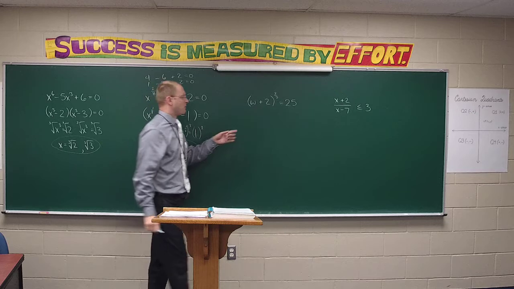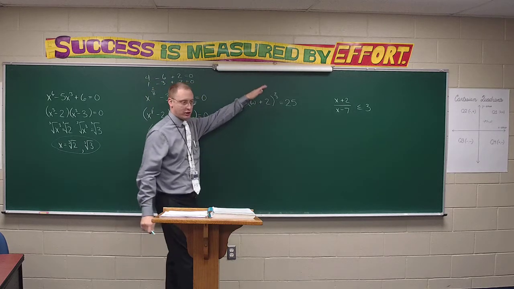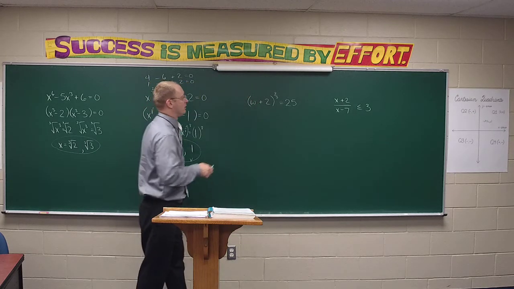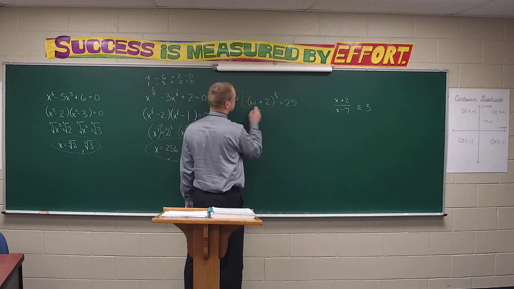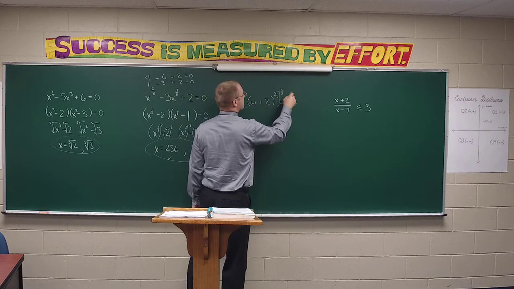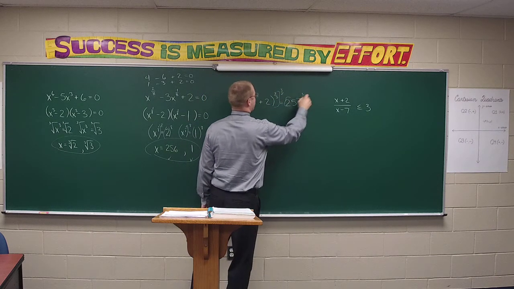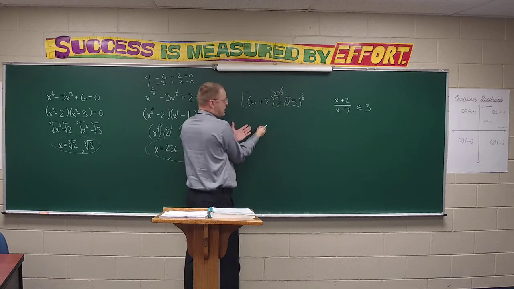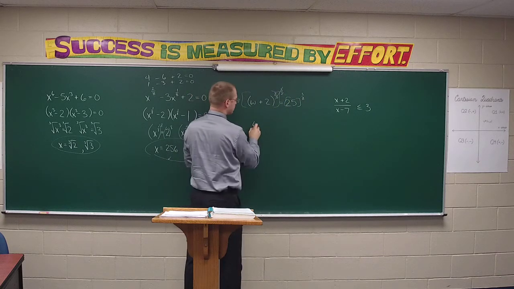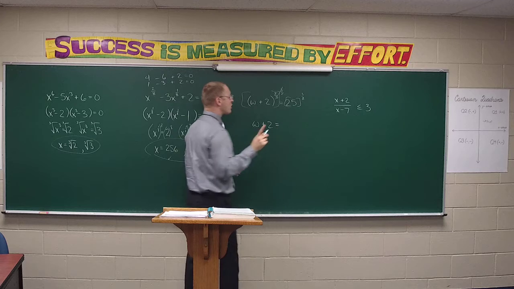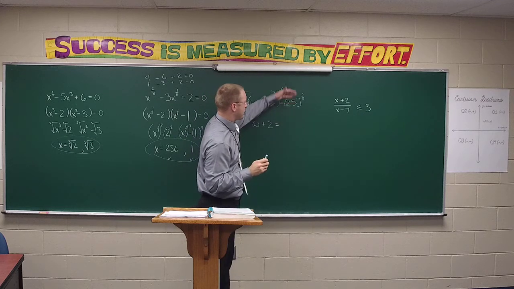All right, looking at the next one, we've got this binomial raised to a fractional power here, Kendall. You raise it to the 3/2 power. Good, raised to the reciprocal power, remember? And, of course, the 3/2 and the 2/3 cancel. So here, of course, I'm just left with W plus 2 equals 25 to the 3/2 power.